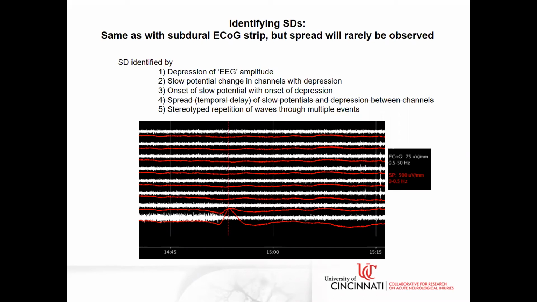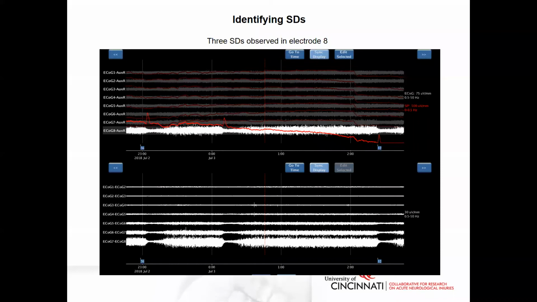So what you would typically see is something like what is shown here, where there is a depression in just one channel only, and it's associated with the negative DC shift. And here's just another example, same thing, where we're seeing a repeating stereotyped DC shift and depression in electrode 8, but not in the other channels.